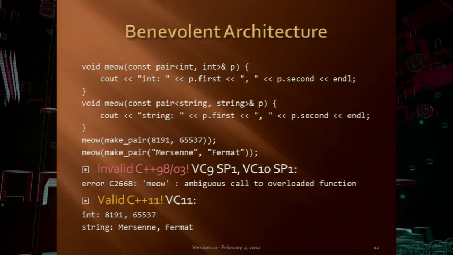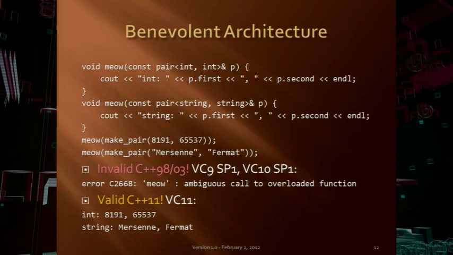This code is not evil or bad or wrong in any way. Surprisingly, though, this is not valid in C++98/03. And if you try to compile this with either VC9 SP1 or VC10 SP1, you get an error. It says error, meow, ambiguous call to overloaded function. And this is emitted for the second call, make_pair with the string literals. Why is this? Well, if I say make_pair of string literals, then what I get back is a pair of const char star. Pair of const char star is not the same type as either pair of int or pair of std::string.